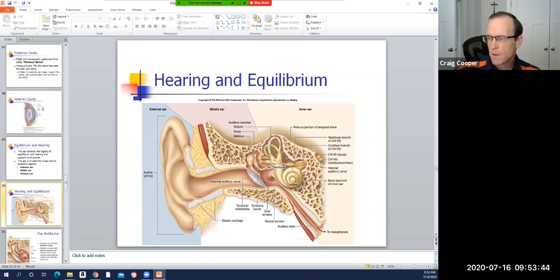This auditory tube, you can see at the bottom, it goes to the nasopharynx. So it goes to our sinuses. And so that's why sometimes if you blow your nose really hard, you'll feel your ears pop.